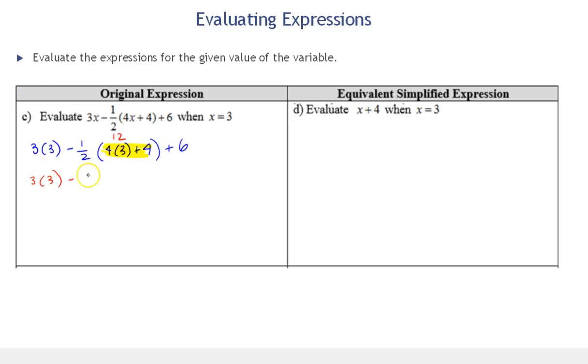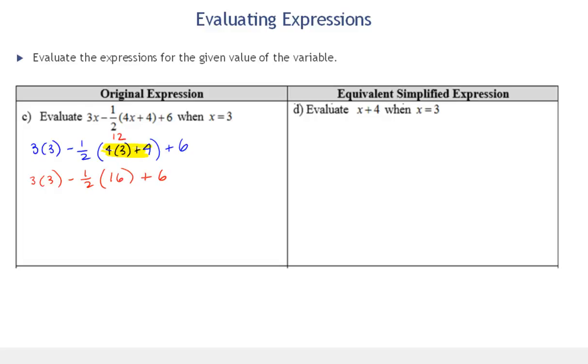3 times 3 minus 1/2. Now 12 plus 4 is 16, plus 6. Notice I'm being careful to include all the other components as I move along making equivalent arithmetic expressions. So now let's see what we have. We have multiplication, subtraction, multiplication, addition. We need to do multiplication first.